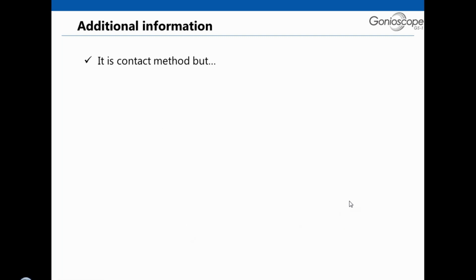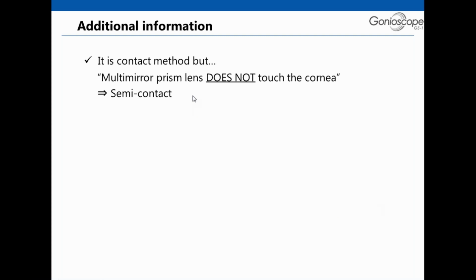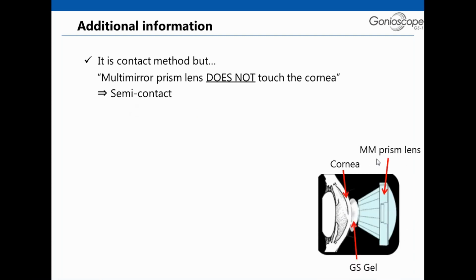So here's additional information about the gonioscope. It is a contact method, but the multimirror prism lens does not touch the cornea, so we can say that this is semi-contact. As shown in the image, the multimirror prism lens does not touch the cornea directly. In between, there is a gel, or GS gel. And we also provide a gel designed for GS-1.